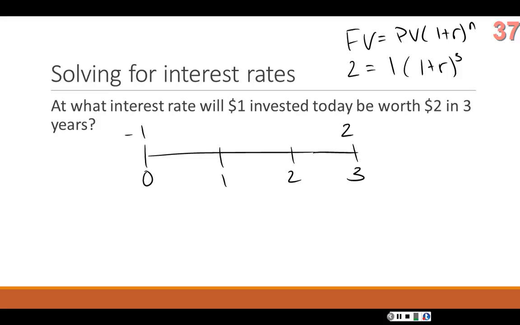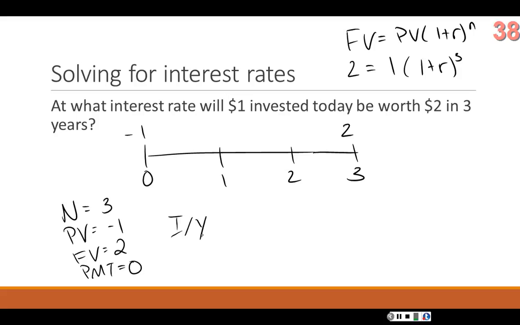Or you could use your financial calculator. So n is equal to 3. Our present value is a -1. The future value is 2. And the payment is 0. And so we're wanting to solve for I/Y.